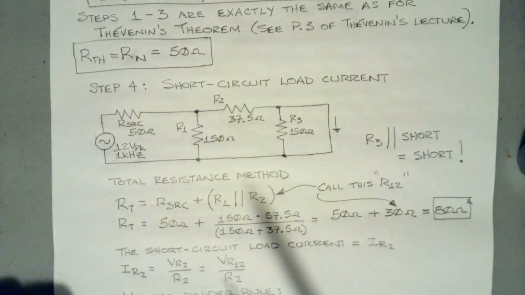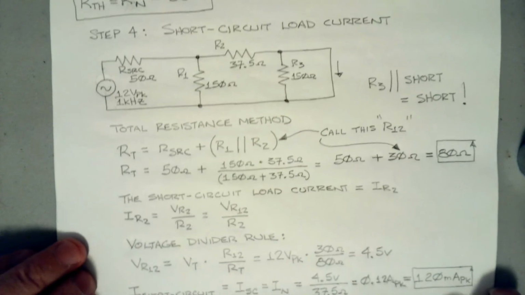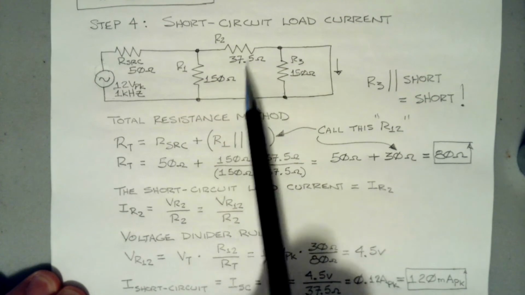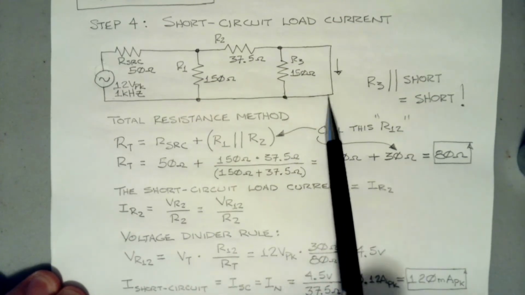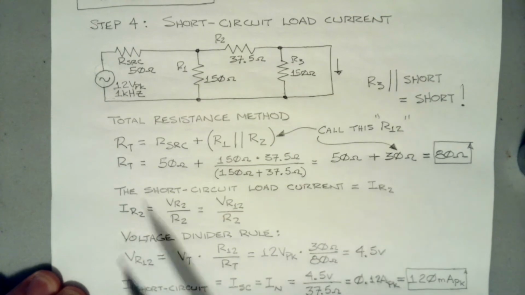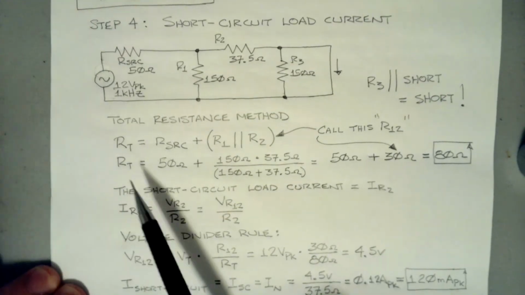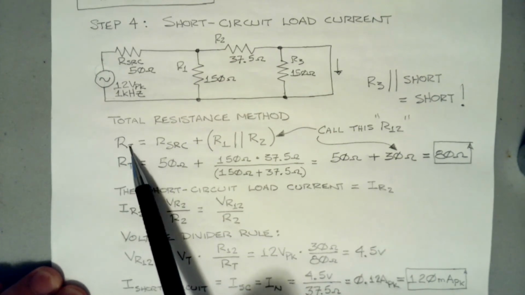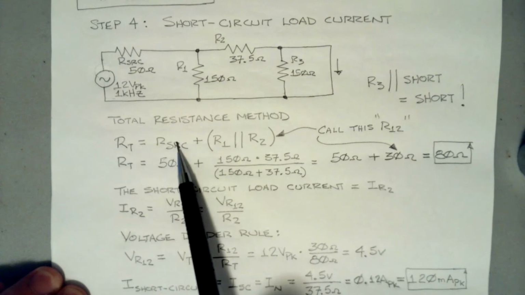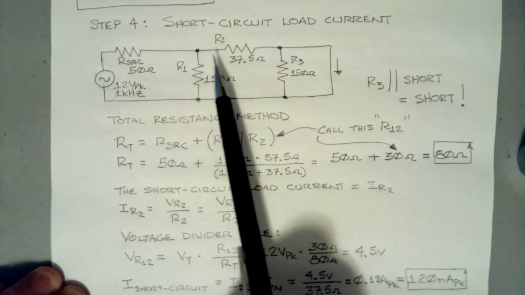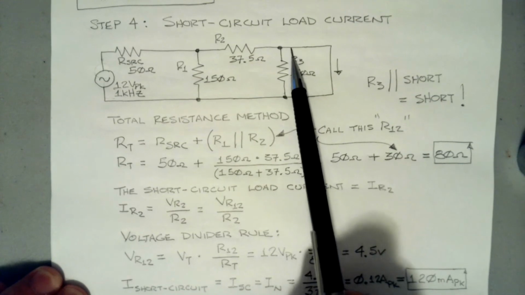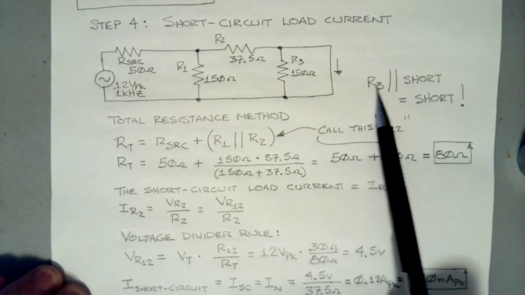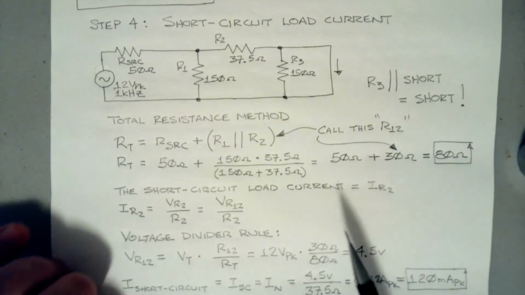We start with our circuit and our 3 resistors, and then we short the load, and we're looking for the current in this short. Let's go with the total resistance method. What do we have as we look for the total resistance? We see our source, in series with the rest of the circuit. With R3 shorted out, we can just replace it with a short, because R3 in parallel with a short equals a short.